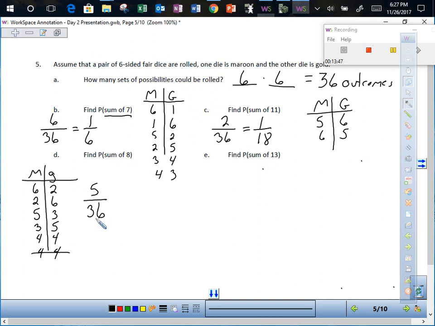And then on E, the probability of a sum of 13. Well, if you think about 2 dice, the highest I could ever roll is a 6 and a 6, which gives me a sum of 12. So the probability of me rolling a 13 is 0. 0 in probability means it cannot happen. So don't put empty set, it's called 0.